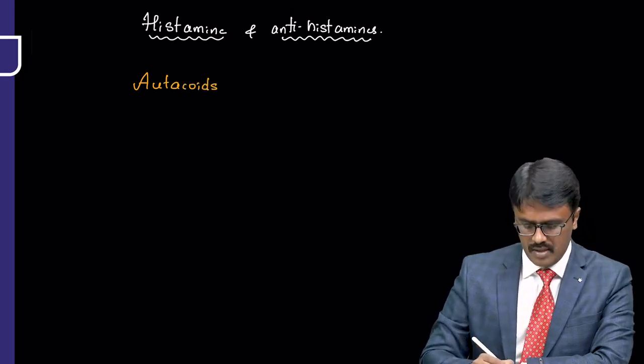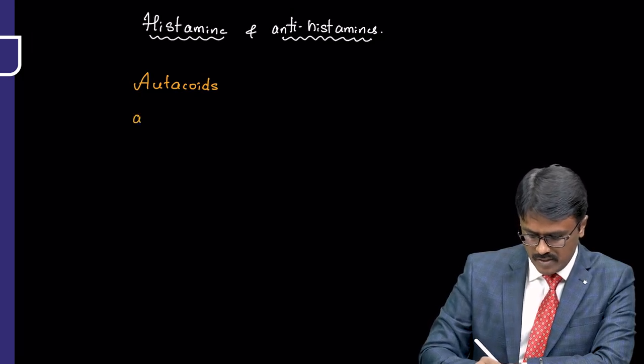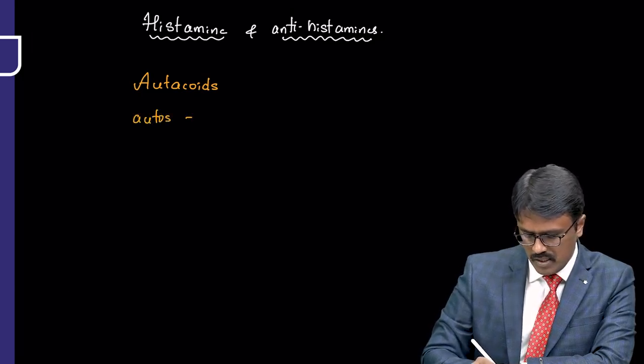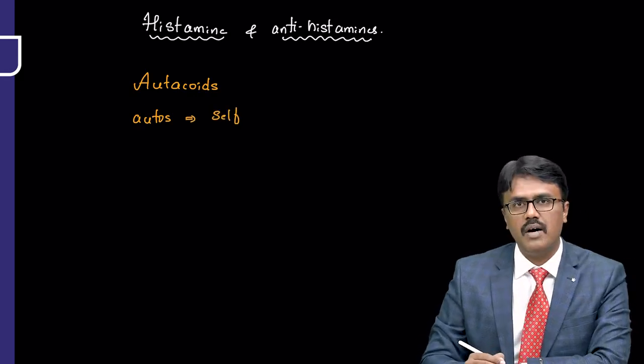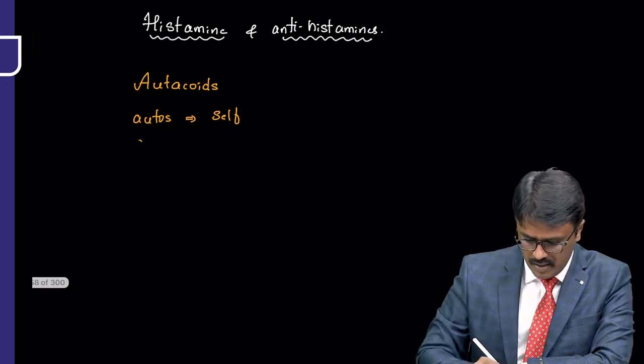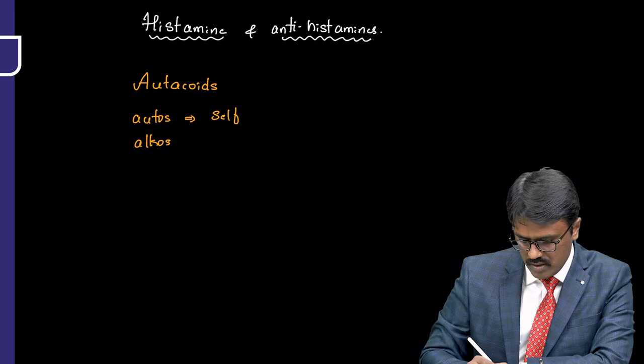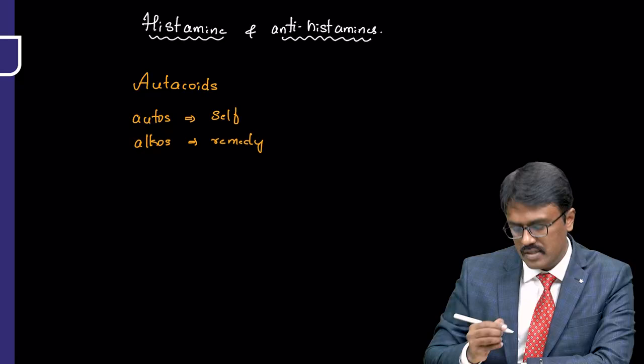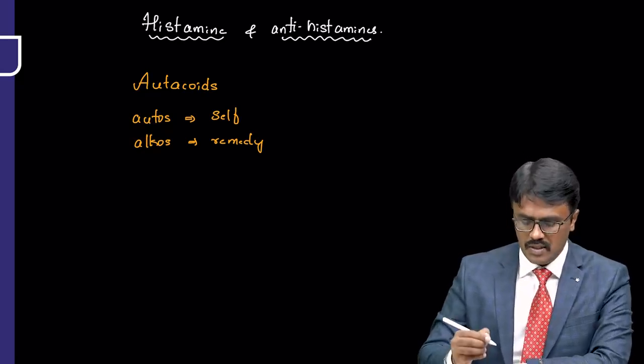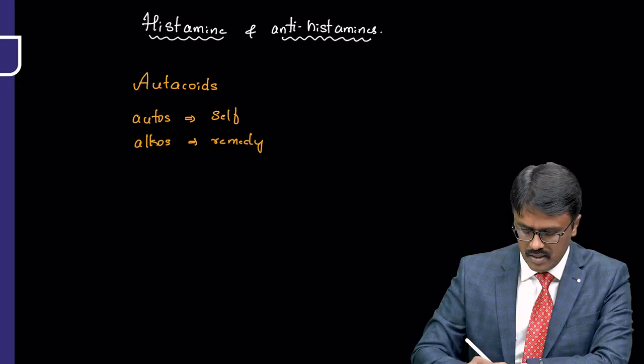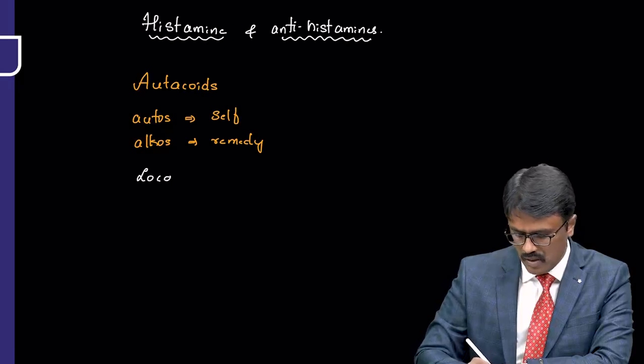Autocoids. Now it is split like this. Autos means self, and coids, the meaning of that is remedy. So it's a self remedy. Now these autocoids are also called by a name called local hormones.